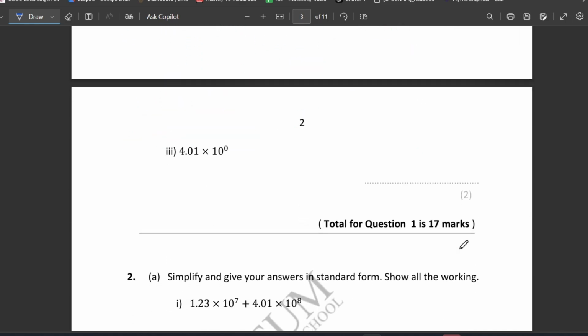And this one, you know, any number to the zeroth power is 1, so this is simply 1. So the answer is 4.01.